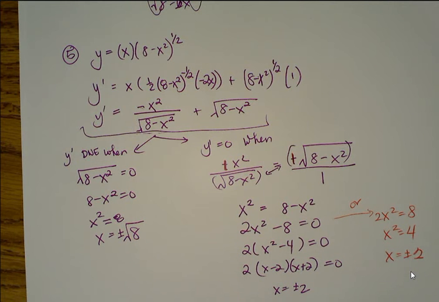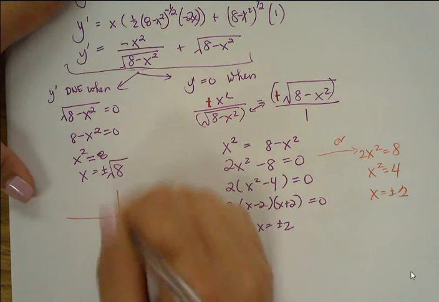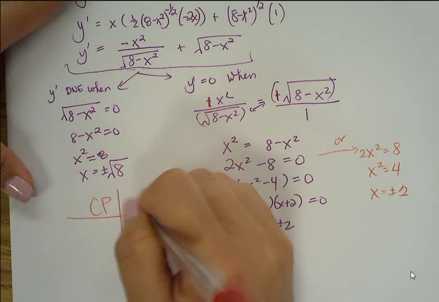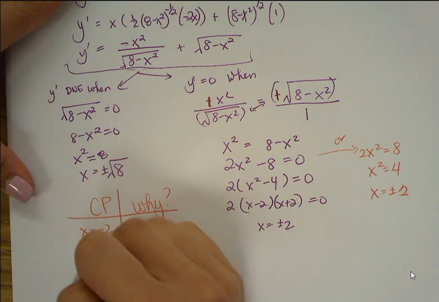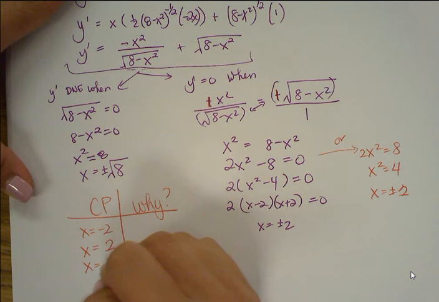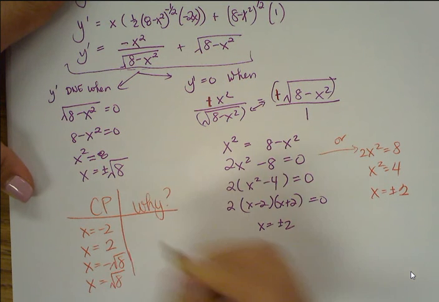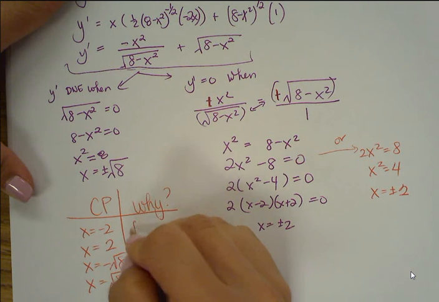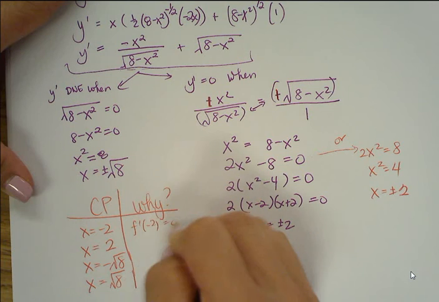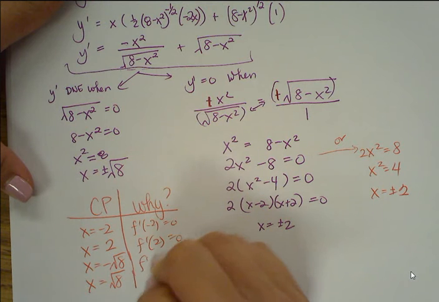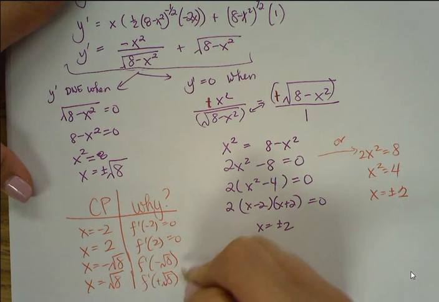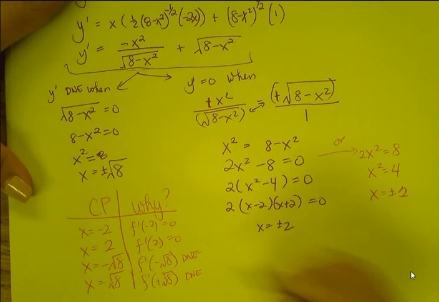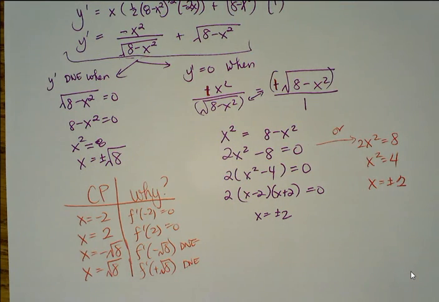So technically, if we were going to make that chart, you guys, how many CPs do we have? 4. X equals negative 2, x equals 2, x equals negative rad 8, x equals positive rad 8. Why? Because here f prime of negative 2 equals 0, f prime of 2 equals 0. Here f prime of negative rad 8 and f prime of positive rad 8 do not exist, or are undefined. That's why. Okay, so we have 4 CPs.